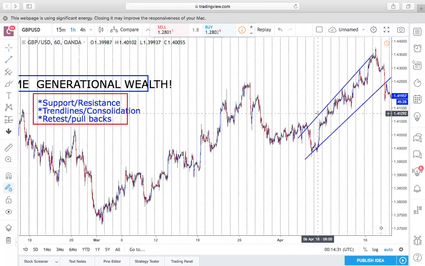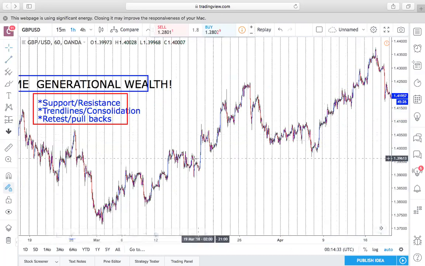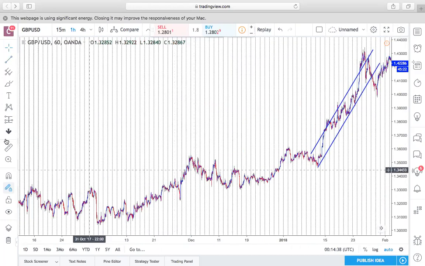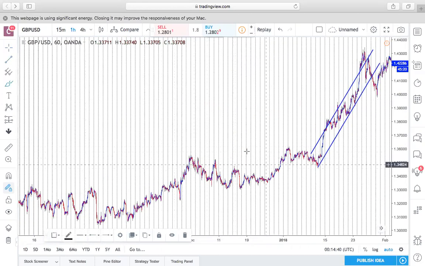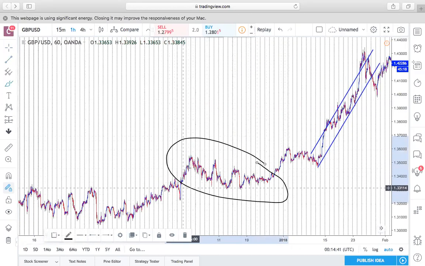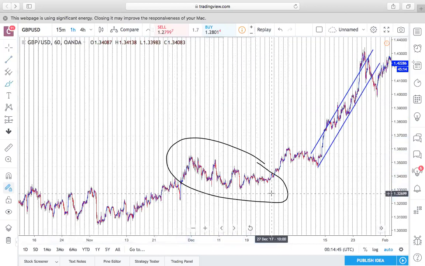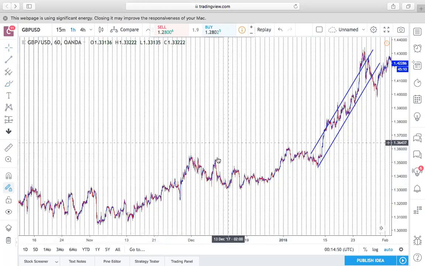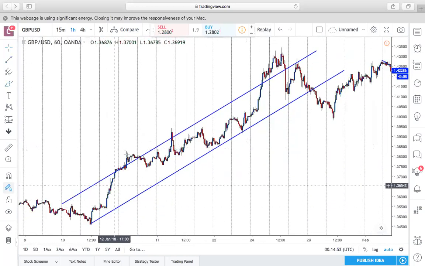So now consolidation. Consolidation is when the market is not trending. It's doing this right here, moving up, down, up, down, up, down, up, down. We do not want to trade in consolidation. We only want to trade when the market is trending. They say the trend is your friend.